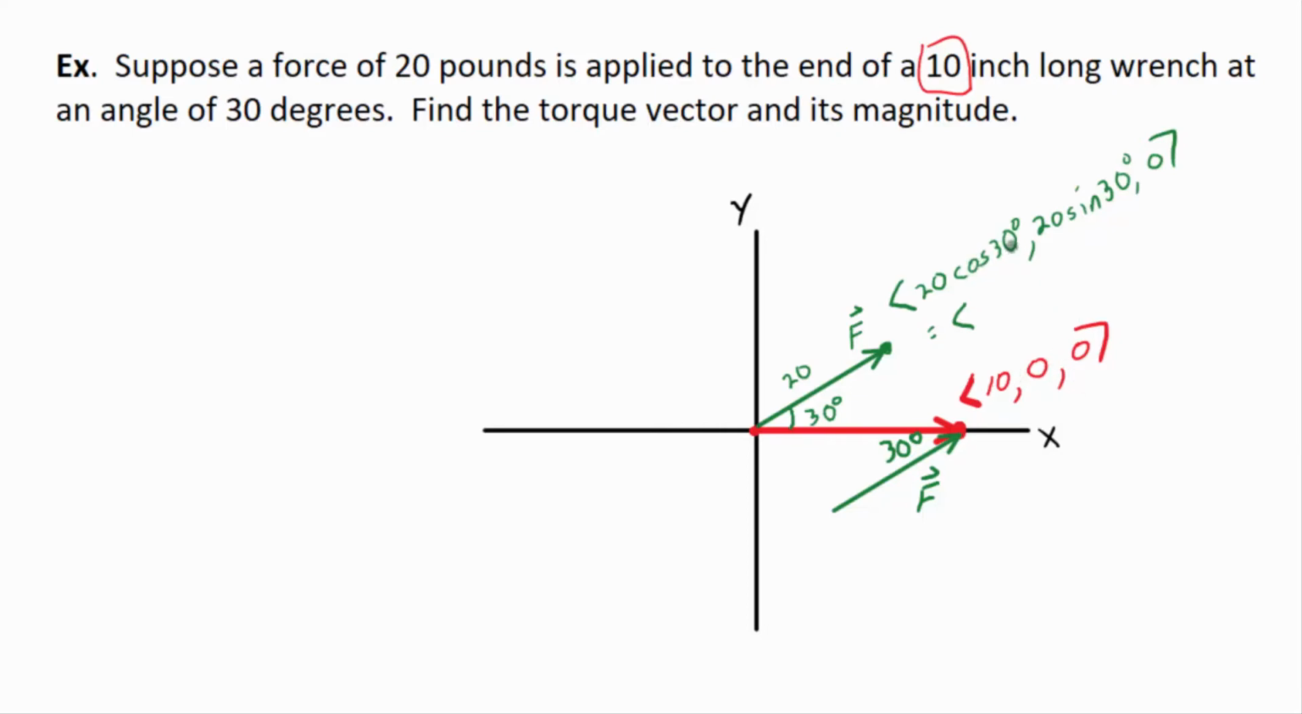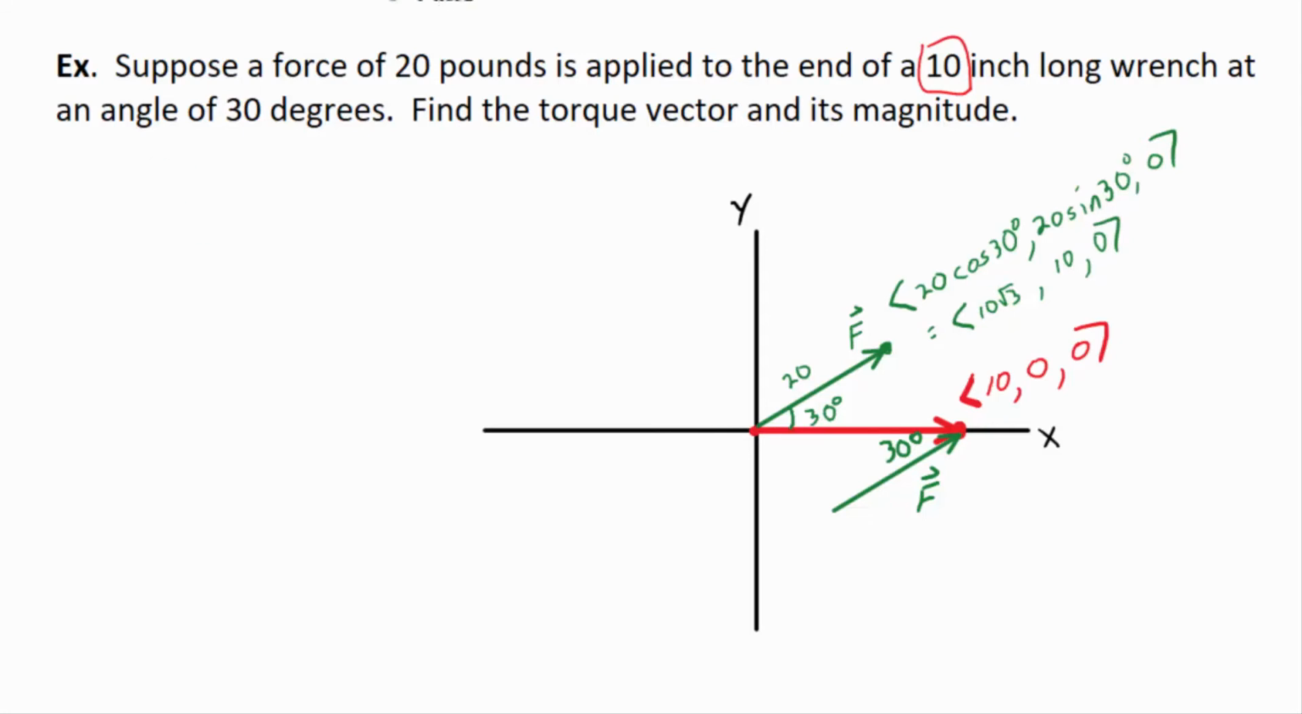So what's the cosine of 30? Times 20? 10 root 3. 20 times sine of 30? 10. Sine of 30 is a half, and then 0. So there's the vector you're going to want to use.